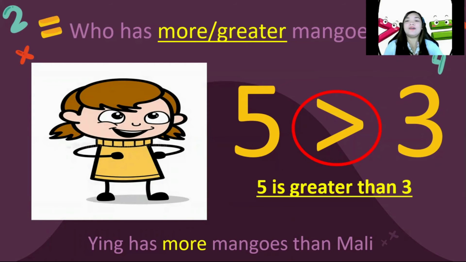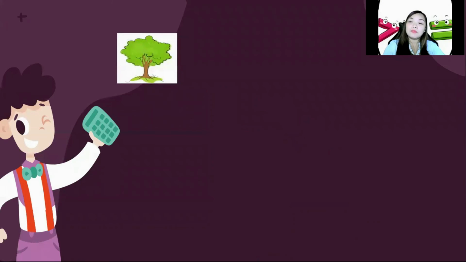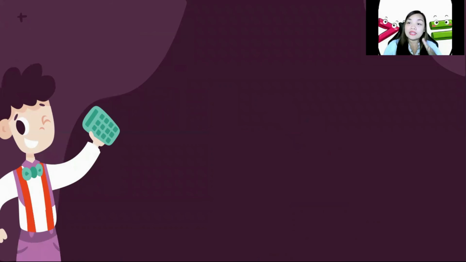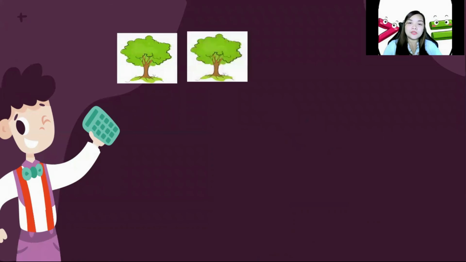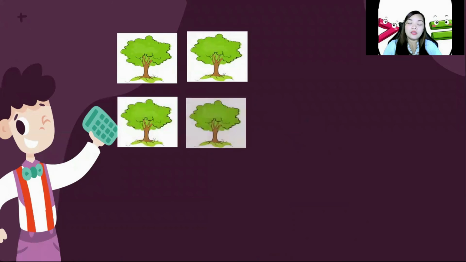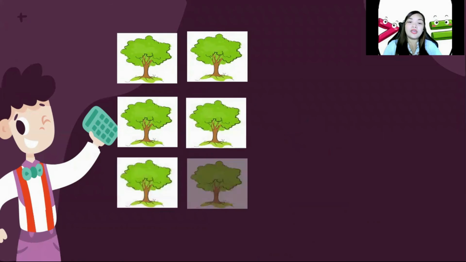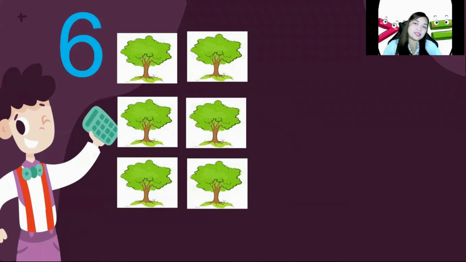All right. Okay, next, we have more examples here for greater than and smaller than, okay? Okay, let's count the trees here. 1, 2, 3, 4, 5, 6. How many trees? Can you guess? Can you count it? 6 trees.